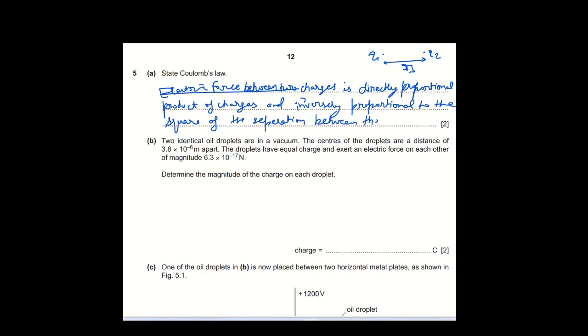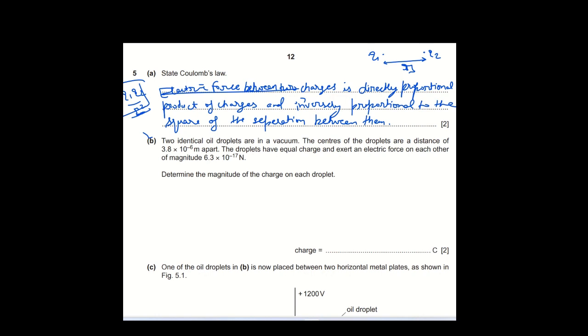Now this definition might seem lengthy, but it is easy to learn this definition if you have learned this formula. F is equal to K Q1 Q2 by R square, where K is a constant, Q1 is the first charge, Q2 is the second charge, and R is the distance between the two charges.